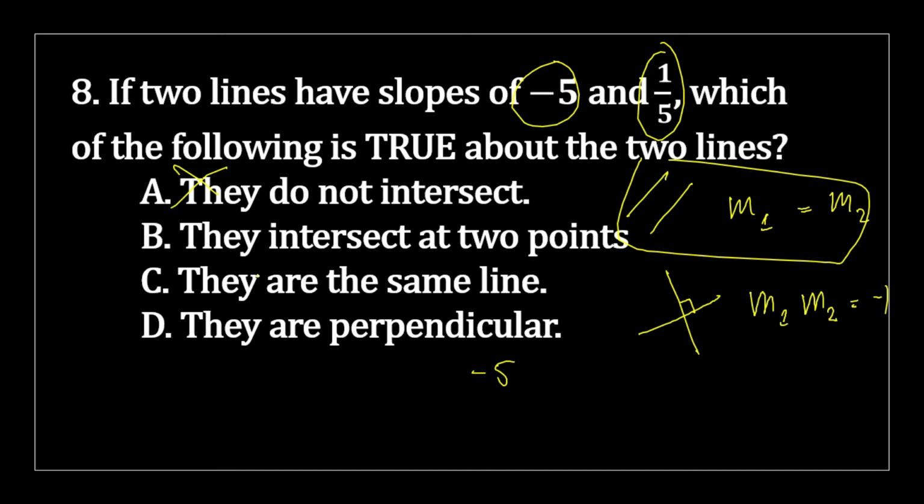Okay? They intersect at 2 points, meaning no two straight lines could intersect in 2 points. So this is wrong as well. If they are the same line, then they have the same slope. Because these slopes are not the same, this will not be correct either. So this is incorrect. Now let's try if they are perpendicular. Let's multiply negative 5 multiplied by 1 over 5. So that is negative 5 over 5. That is negative 1. So therefore, the answer is letter D.